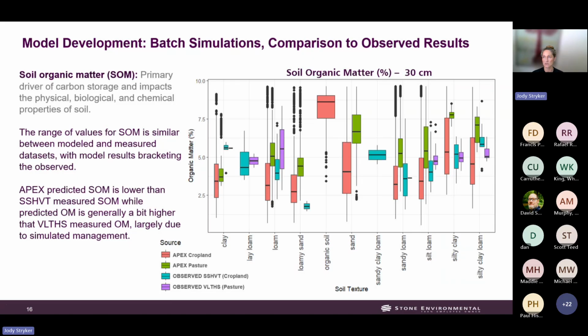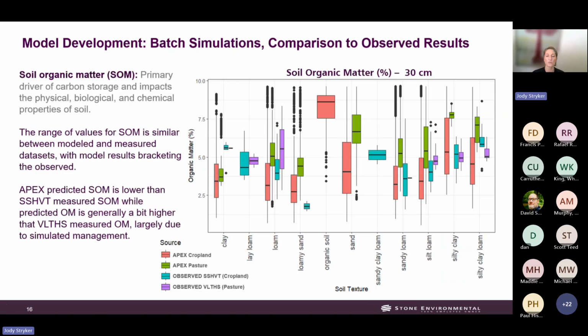One of those data sets was specific to pasture, and the other was specific to cropland. So we've broken up these plots based on cropland and pasture simulations, as well as by soil texture. You'll want to compare orange to purple and green to blue. The box plots show the median, the 25th and 75th percentiles, and outliers are defined as greater or less than 1.5 times that interquartile range for each of the box plots.